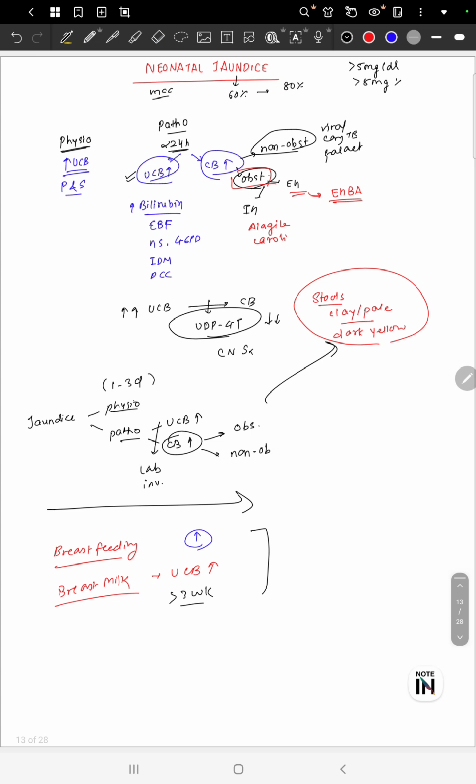So in both these cases, breastfeeding jaundice, which is because of suboptimal intake, and breast milk jaundice, we need to continue with the breastfeeding. So breastfeeding should be continued in both cases.